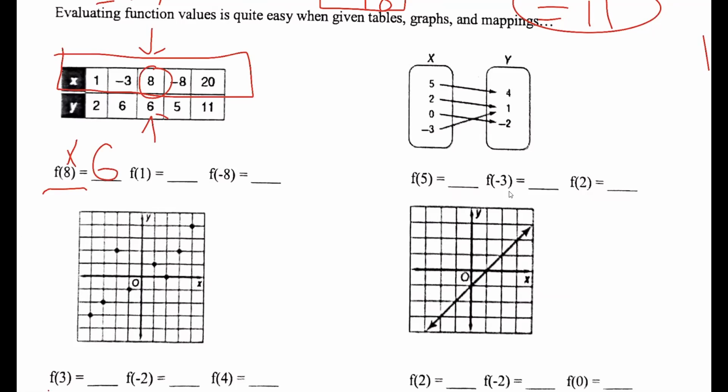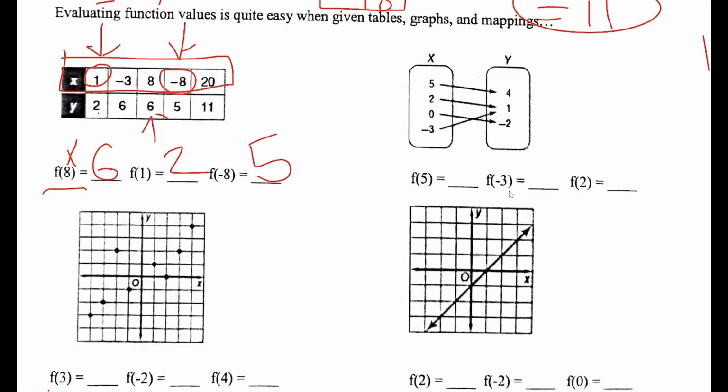Our next one is f of 1. If you plug in 1, you're looking here, and you get 2 for your y value. And then our last one, if you plug in negative 8, you get 5 out as your y value. So if it's a table, you go to that x value and see what y value it goes with. Same idea if you have a mapping, which is called a mapping. If it's been a while since you've seen one of these, probably since algebra 1 or algebra 2.